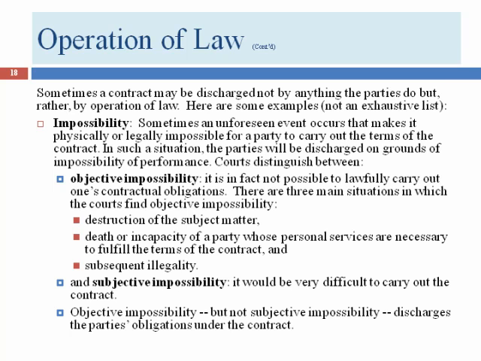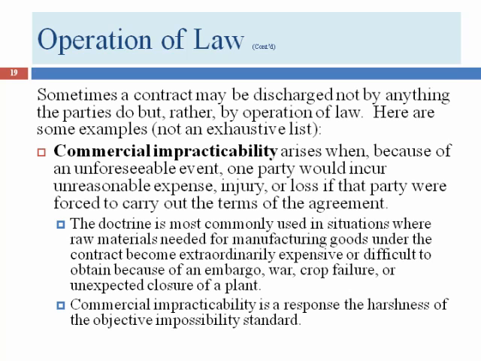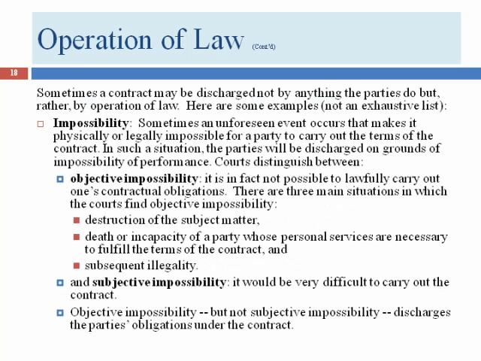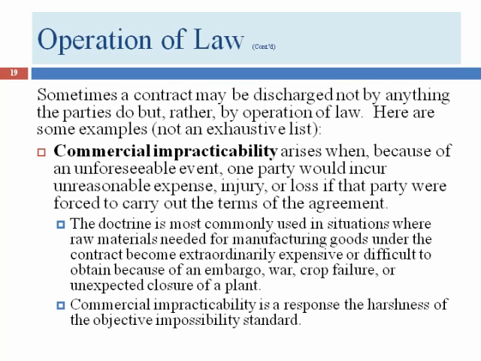And so even if it's impossible, even though the house is blown away, if she shows up with her feather duster to feather dust the ground where the house used to be, then she has performed her obligations. So under commercial impracticability, again, we need that unforeseeable event, and this would be one party would incur unreasonable expense, injury, or loss if that party were forced to carry out the terms of the agreement. So basically, commercial impracticability gets you to the same point that subjective impossibility gets you to. The courts rejected subjective impossibility, but I think they kind of had a rethink and thought, doesn't make a lot of sense. So we're going to call it something else, and we're going to accept this theory.